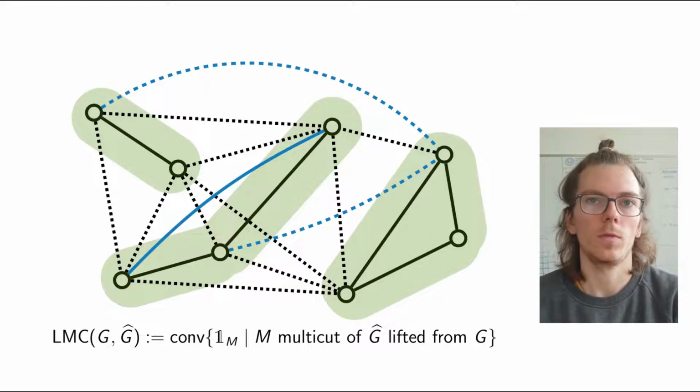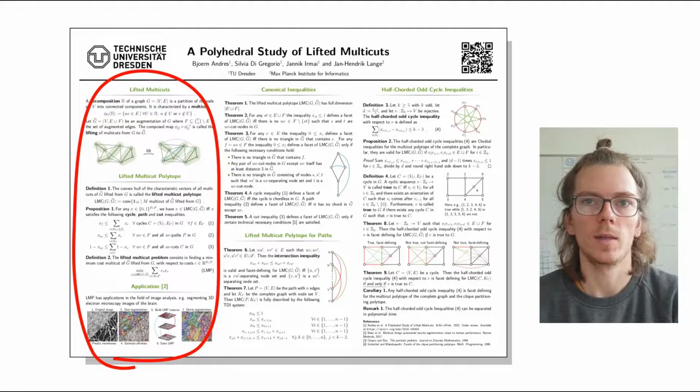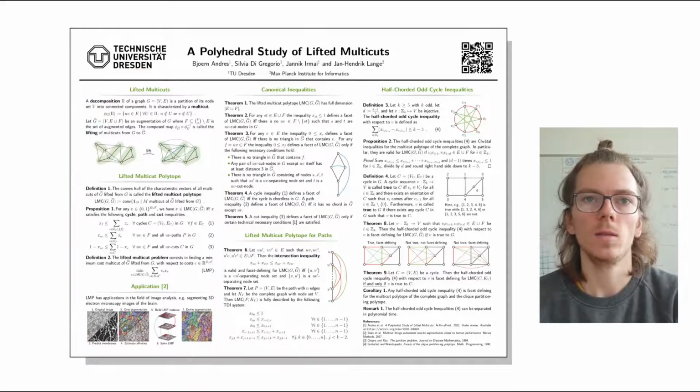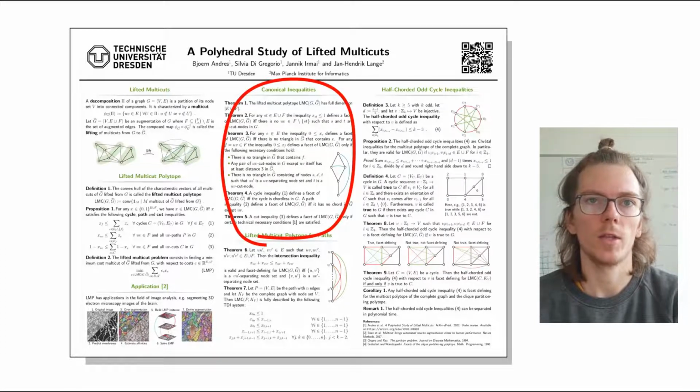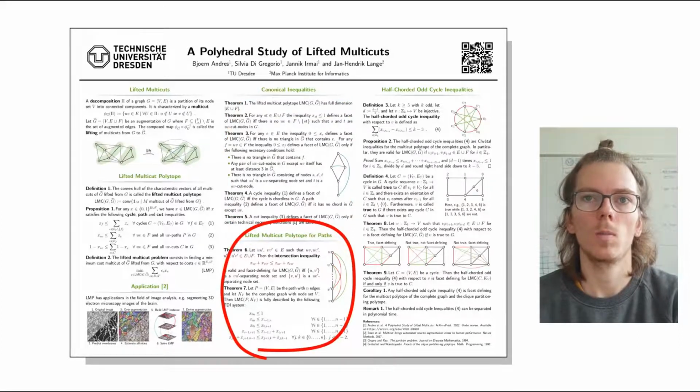In the first column of this poster, I introduce lifted multicuts and present an application of this problem in the field of image analysis. In the second and third column, I state some of our most important research results on the lifted multicut polytope. We characterize which inequalities of the ILP formulation define facets of the polytope. Secondly, we give a complete description of the polytope in case of lifting from a cycle to the complete graph.